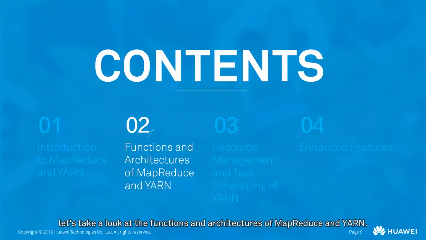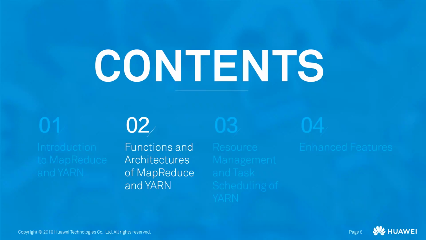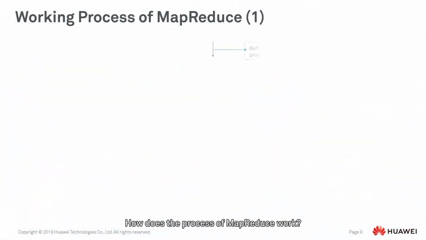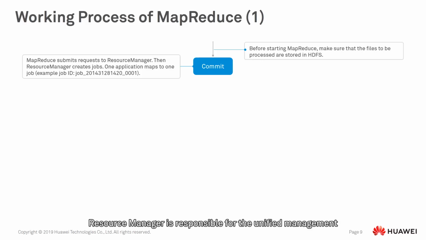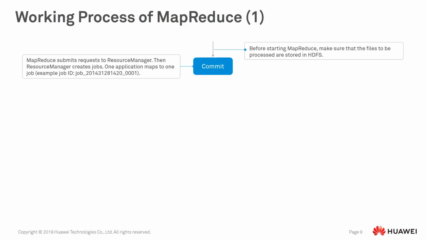Then, let's take a look at the functions and architectures of MapReduce and Yarn. How does the process of MapReduce work? Let's take a look. At first, MapReduce submits requests to Resource Manager. Resource Manager is responsible for the unified management and allocation of all resources in the cluster. It's a component of Yarn. Then, Resource Manager creates jobs.